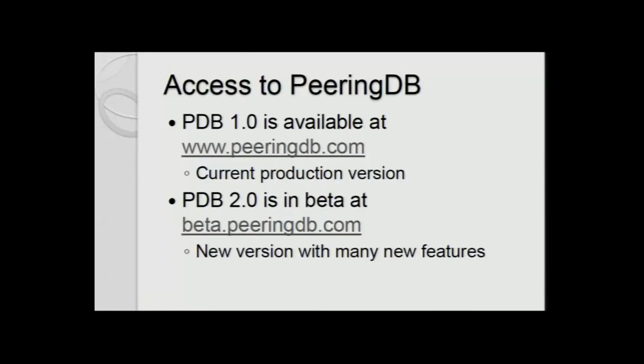So how do you get access to PeeringDB? PeeringDB 1.0 is available right now. It's been available for many years at www.peeringdb.com. The beta version is right now available at beta.peeringdb.com. The information is synced from 1.0 to 2.0 every hour. So the primary master database is still 1.0, and then that information is copied over to 2.0. 2.0 has many new features that we'll talk about in the next couple of slides. And we would love for you to start using the beta and start trying it out and giving us feedback on the functionality.